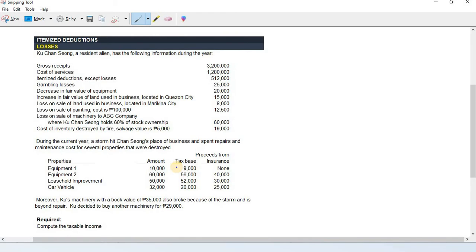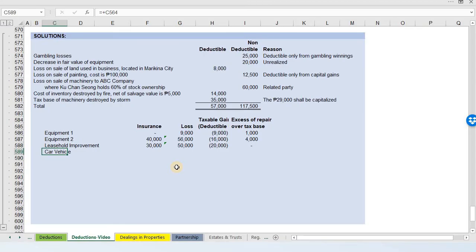The car vehicle has proceeds from insurance of 25,000 pesos. Then the tax base is 20,000 pesos, and the repair cost is 32,000 pesos. So the proceeds from insurance is 25,000 pesos. However, the loss is the lower amount between the repair cost and the tax base, so that is 20,000 pesos.